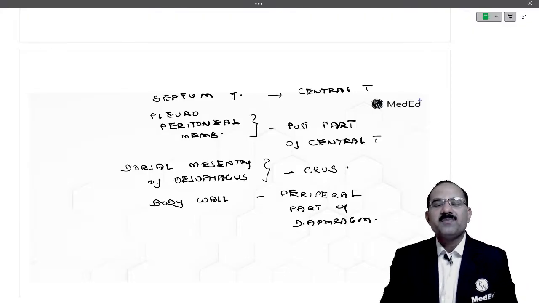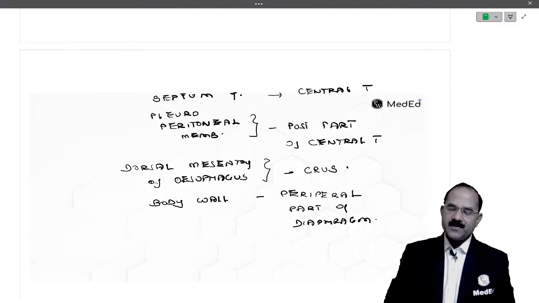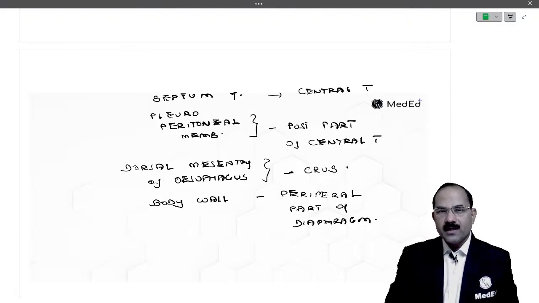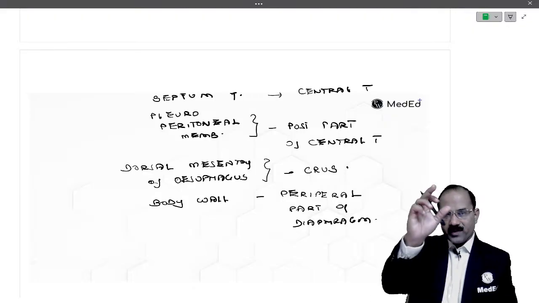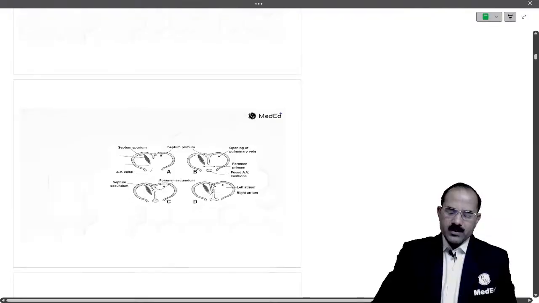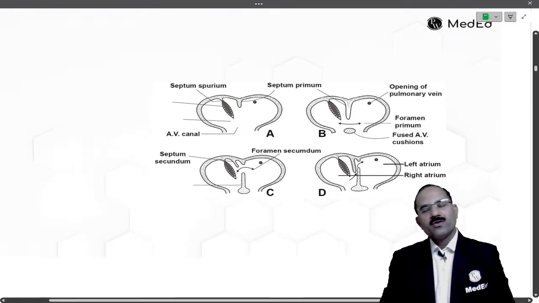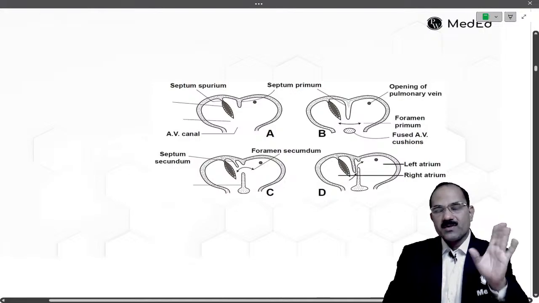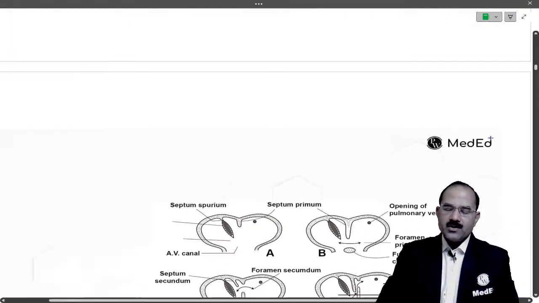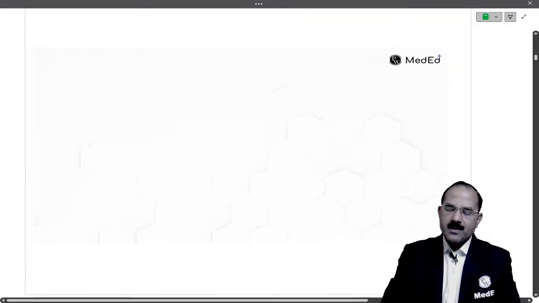This is what we call Bochdalek's hernia, right? Bochdalek's hernia is non-fusion of the pleuroperitoneal membranes. Perfect. Very good to all of you. So just remember the primitive streak formation and the subdivisions of the intraembryonic mesoderm and all. That's very important. Okay. So I'll start with the interatrial septum, bacho.